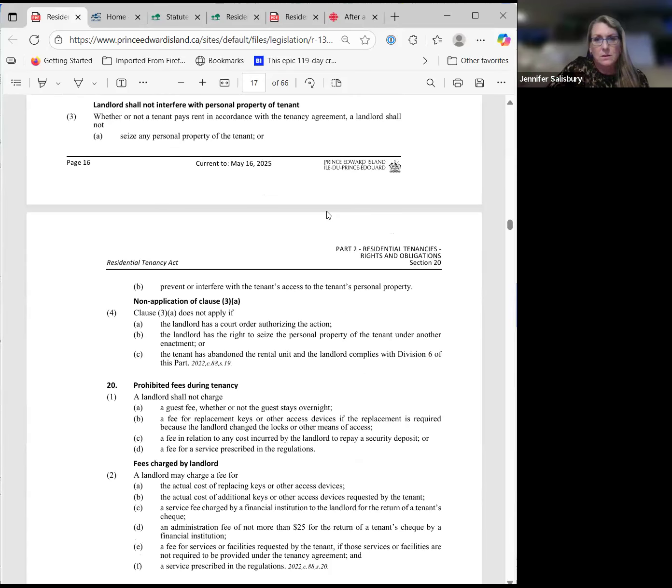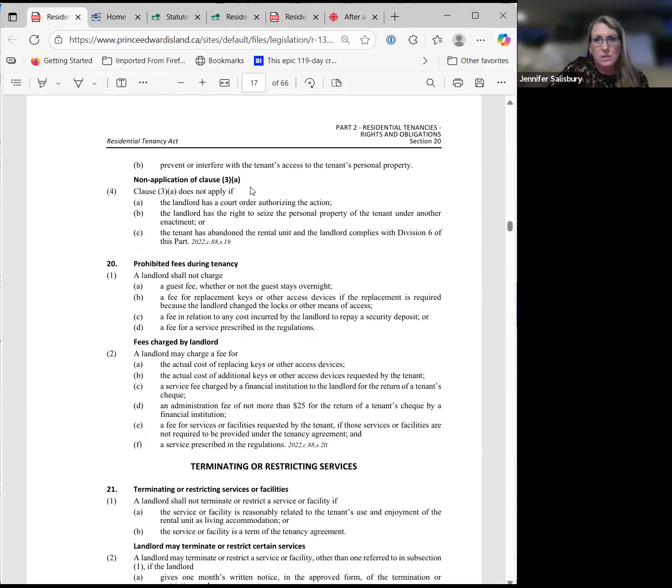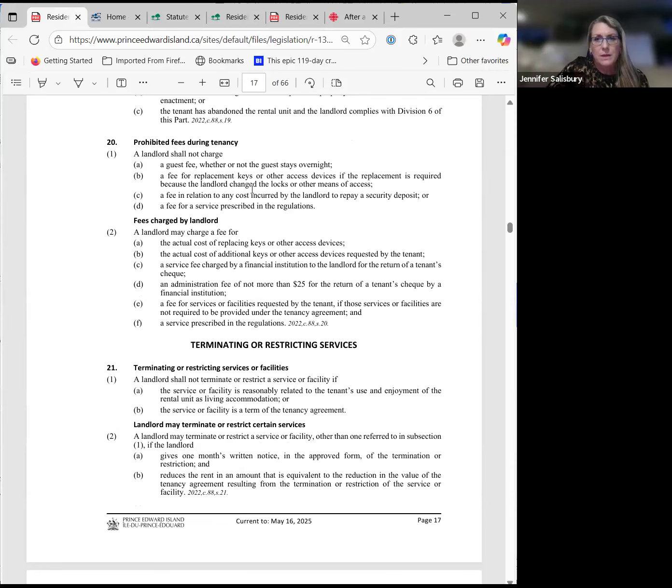Prohibited fees during tenancy. Okay, so a landlord cannot charge a guest fee, whether or not the guest stays overnight. You cannot charge a fee for replacement keys or access devices if the replacement is required because the landlord changed the locks. But if the tenant locks themselves out or loses their keys, then they can pay for it. A landlord cannot charge a fee in relation to any cost incurred by the landlord to repay the security deposit or for a fee prescribed in regulations.